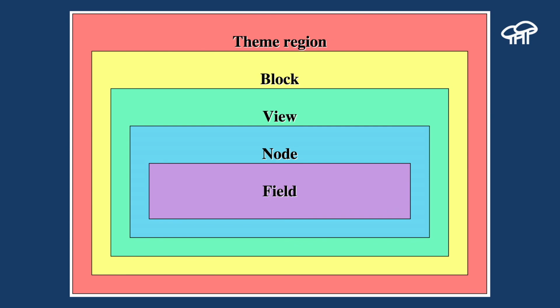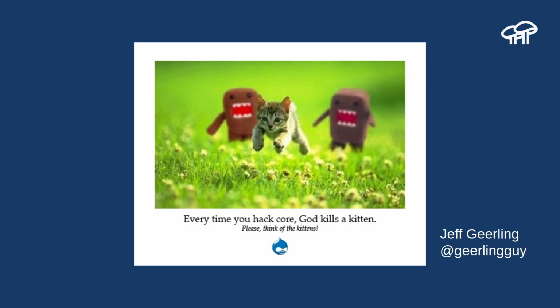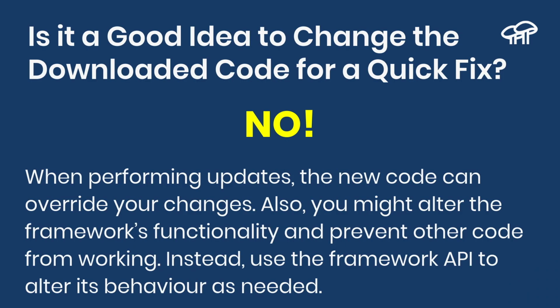So, some questions that really nobody asked, but they are very common concerns. There is a saying in Drupal that every time you hack core, God kills a kitten. And what does it mean to hack core? Hacking core means modifying the code that you download. You are never supposed to do that. Oh, if I only change this line, it will do exactly what I need. Don't do that. That's a really bad idea.